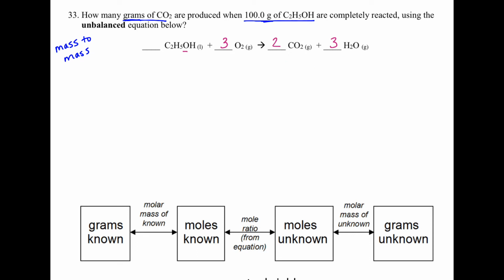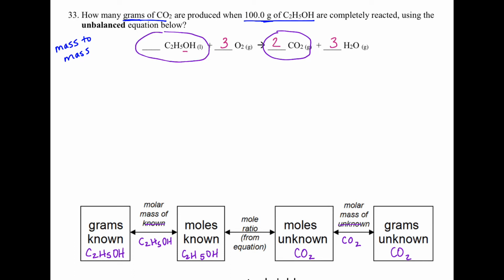So now to do our actual mass-to-mass problem. So again, our known would be the C2H5OH, and our unknown is going to be what we're trying to find, which would be the CO2. Okay, so if that helps, you can write these things down as reminders. Okay, so let's see, we are dealing with this one and this one this time. Okay, so let's do our setup now.